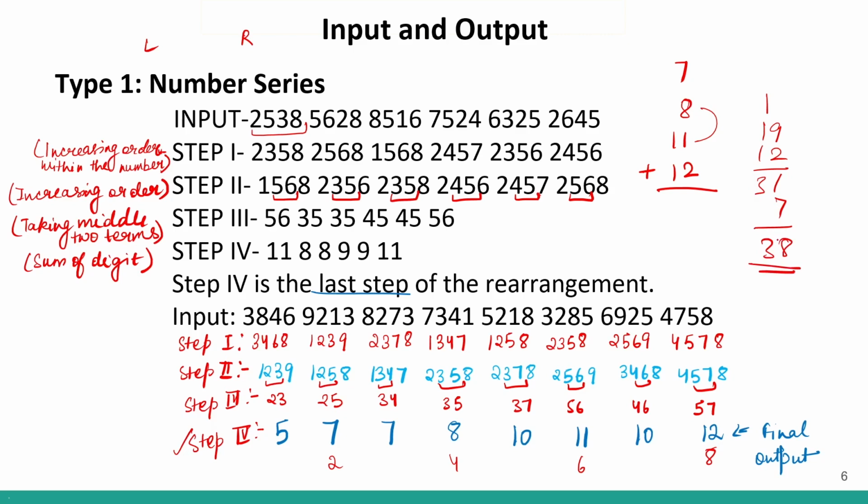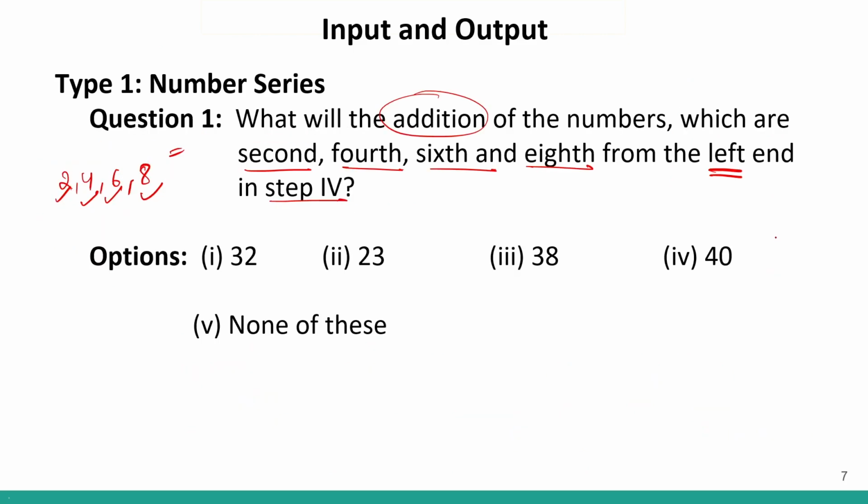So let us look at the options. Option number 3 is 38. So this will be the correct answer.